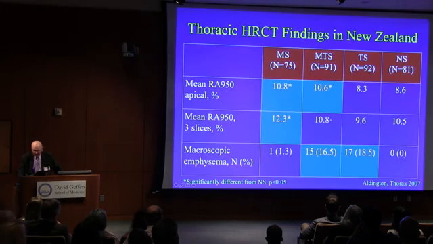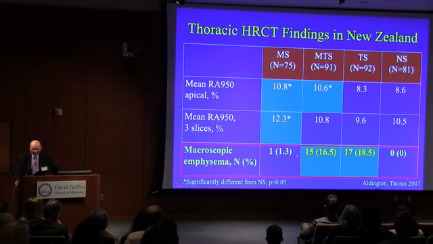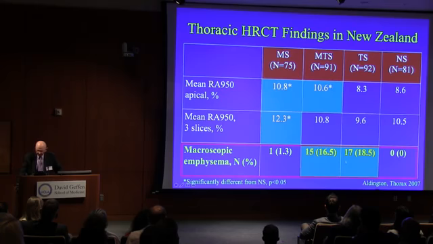Well, the only study that I'm aware of that has systematically performed HRCTs in marijuana smokers was by investigators from New Zealand, and they found no evidence of macroscopic emphysema in the marijuana smokers compared to the tobacco smokers or the combined smokers of marijuana and tobacco.